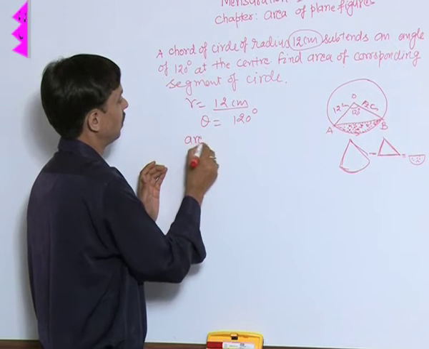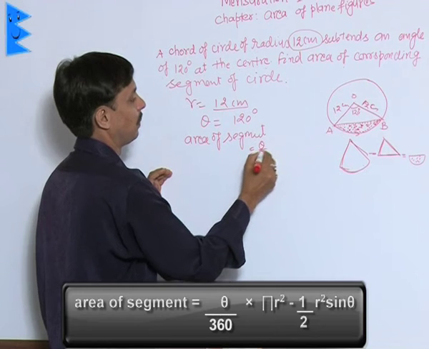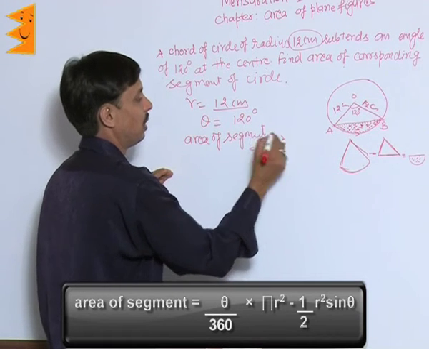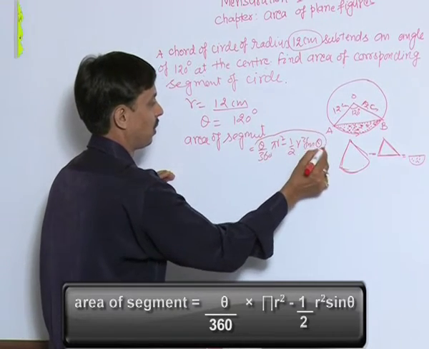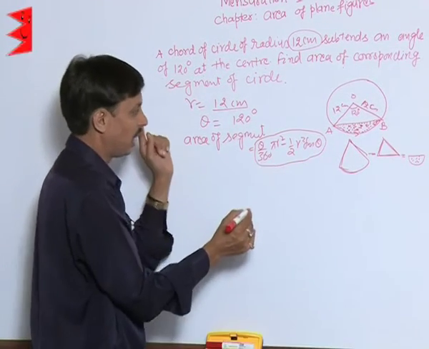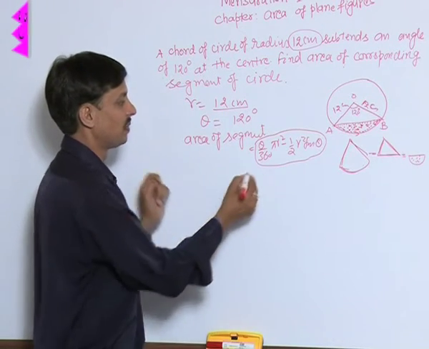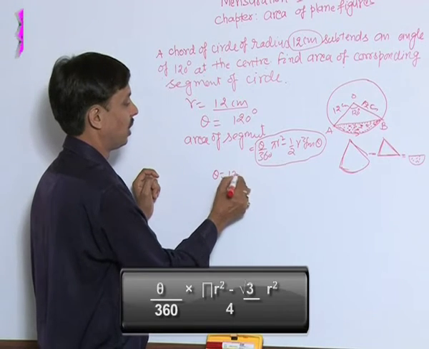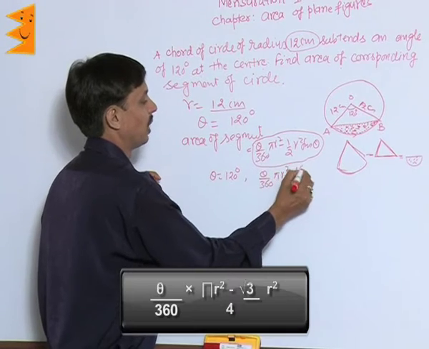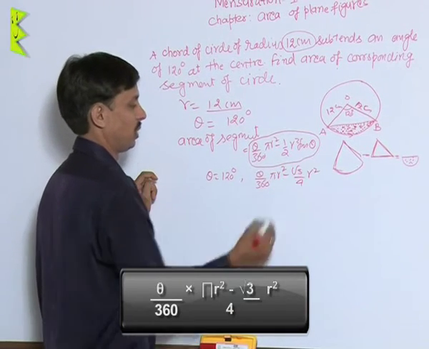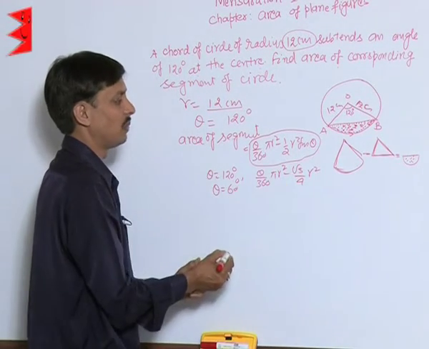So the area of the segment is theta upon 360 pi r square minus half r square sin theta. This is one of the formulas for calculating the area of a segment. Another formula I told you when I was discussing the theoretical part of this chapter, in case theta is 120 degrees, can be used like theta by 360 pi r square minus root 3 by 4 r square. The same formula applies when theta is 60 degrees. So we can use any of the formulas.